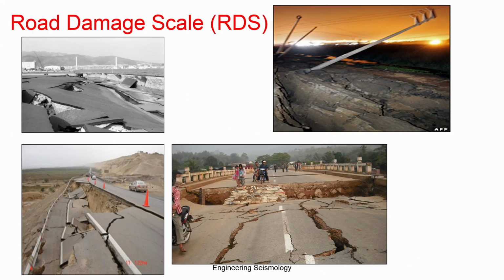When we go back and see the intensity scale, there was not much discussion given to roads, which was actually understood and then studied. This is a typical example. Soon after the earthquake you can see the roads; this is one of the roads.